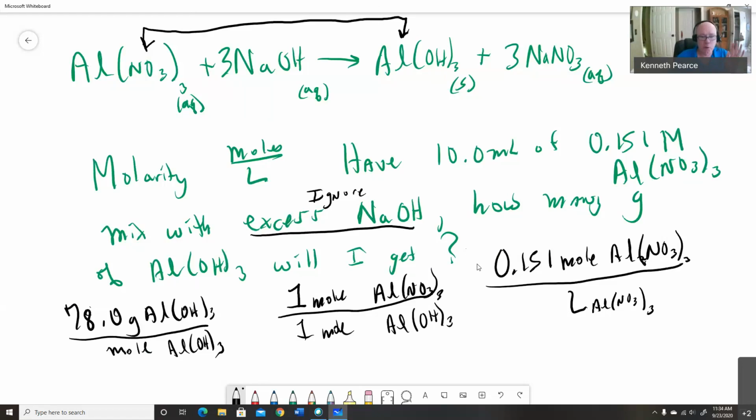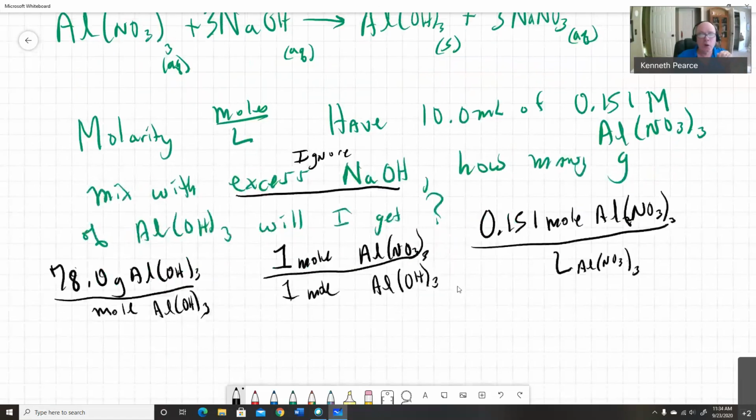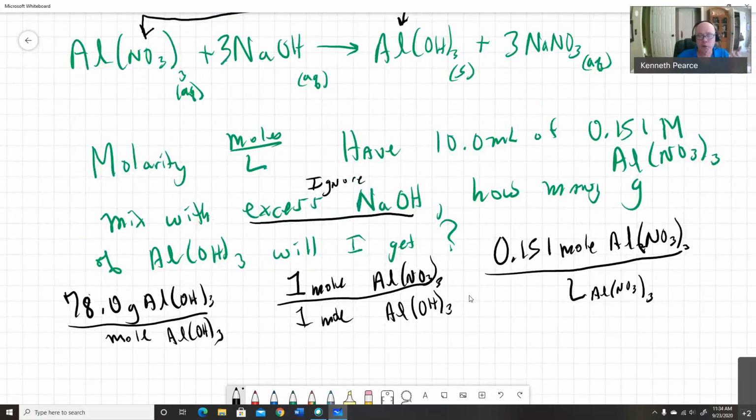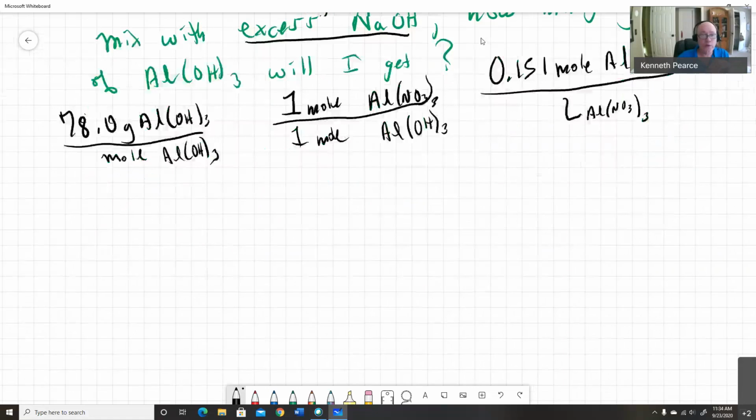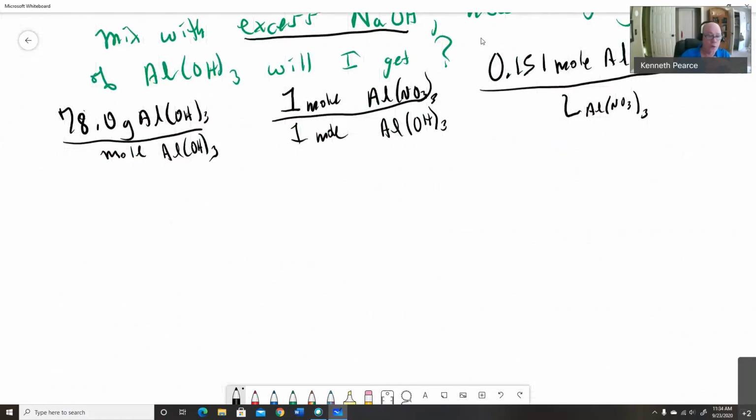Anywhere you see grams, you need the molar mass. If you don't see grams, you don't need the molar mass. Anywhere you go from one thing to another thing, you need the mole ratio between the two, and then you pull that off the balanced equation. And if you see molarity anywhere, just go ahead and write it down as 0.15 moles over liters. Okay, so now we're ready. We pull down everything that we need, and now we can go ahead and do our setup.